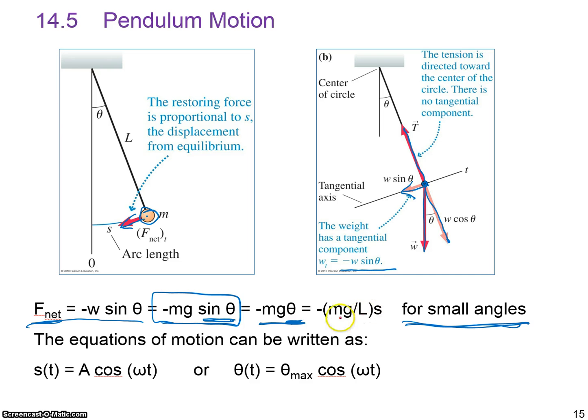And then, looking at the triangle, we can substitute theta here in terms of L and S, the arc length. If you look at this triangle here, S is on this side and L is on that side, and theta can be approximated as that ratio as we show here. So the equations of motion can be written in terms of time and cosine, or in terms of theta and a cosine function.